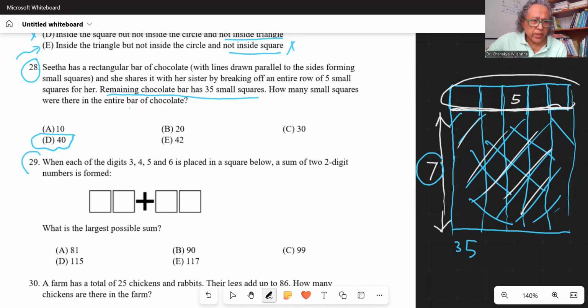Okay, let's look at question number 29. When each of the digits 3, 4, 5, and 6 is placed in a square below, that means we need to use all of these digits. It's not 3, 4, 5, or 6. We have to use all 4 digits, putting one each into these 4 boxes, and then we get a 2-digit number here, and here another 2-digit number.